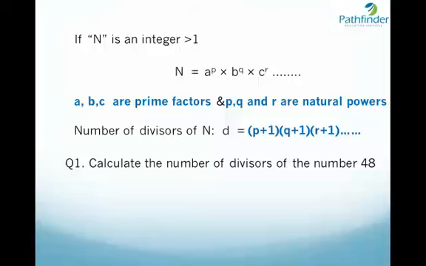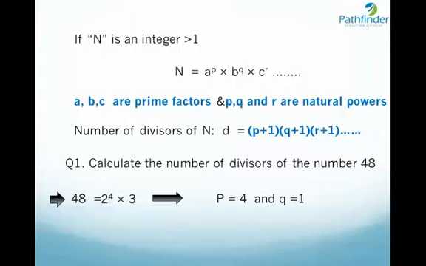So let us solve one question. Calculate the number of divisors of the number 48. Now for 48, we can actually calculate the number of divisors very easily by listing them down. But for larger numbers, the formula would help. So let us factorize. That's our first step. Factorize 48 as 2 to the power 4 into 3. So if we factorize 48, we will get this particular factorization.